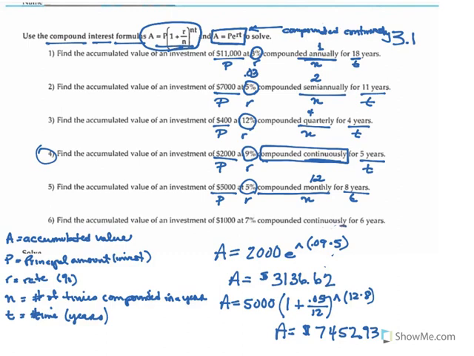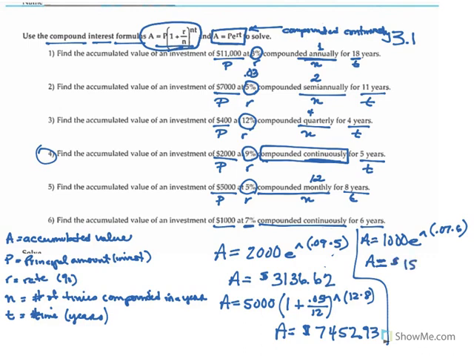And then number 6 is compounded continuously. So that just goes back to the other formula. So my P is 1,000. e raised to the r, which in this case is 0.07, times t, which is 6. So 1,000 e to the 0.07 times 6. So we get $1,521.96.